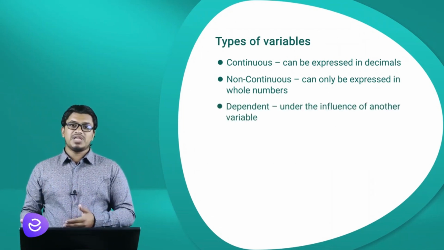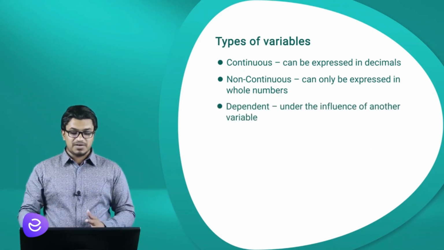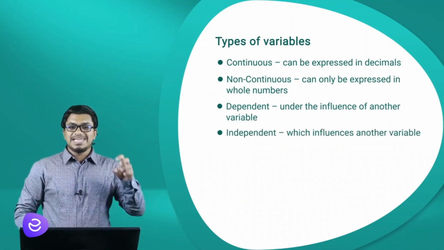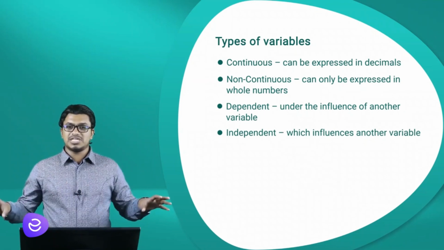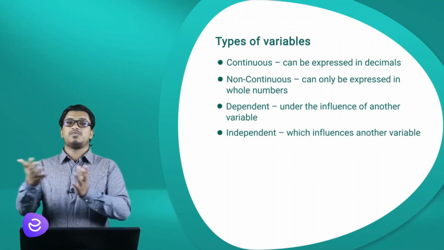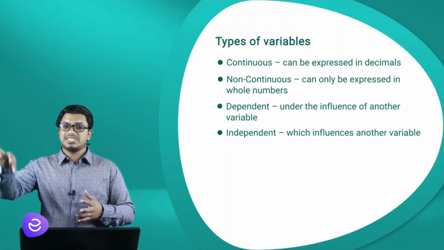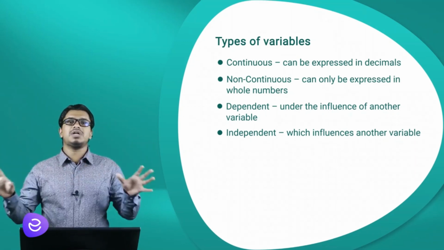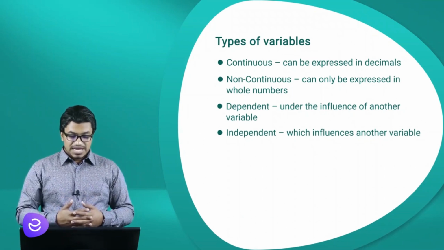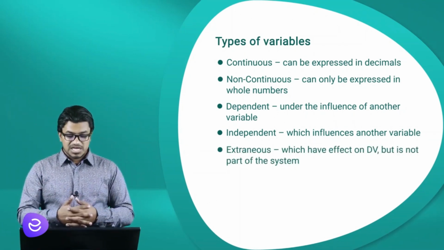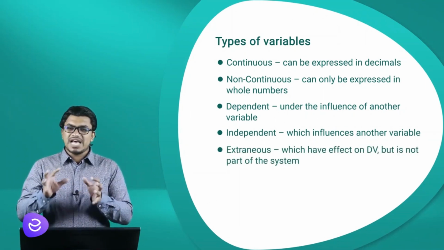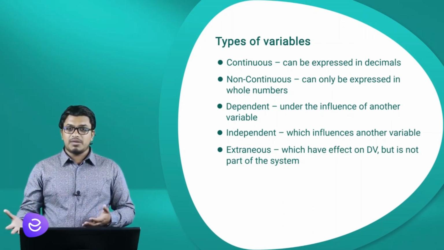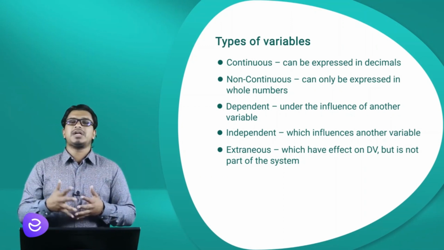Then we have dependent variables and independent variables. Dependent variables means which are under the influence of some other variable. Independent variable means which are not under the influence but which can influence other variables. So dependent means they are dependent on other variables, but independent variables means they are not dependent on any variables. Next one is extraneous variables, which have an effect on the dependent variable, but they are not part of the system.